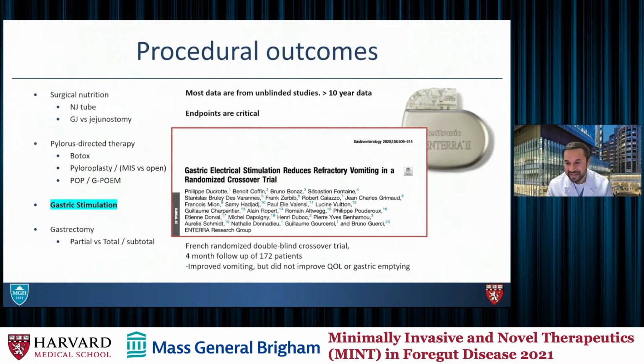So looking at the data on gastric stimulation, there are no unblinded studies, and the data is for more than 10 years. There was a French randomized double-blinded crossover trial, which showed 4-month follow-up data of 172 patients. Of these patients, they had improved vomiting symptoms, but it didn't really improve the quality of life or gastric emptying. And this has been observed in other studies as well with gastric stimulation, where their nausea and vomiting tend to improve, but their overall gastric emptying kind of fails.